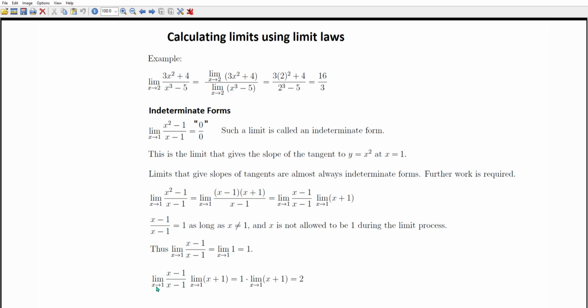When we finish this process, this limit now is 1. This limit is a polynomial, you plug in. You're going to get 2. So the answer is 1 times 2, or 2.